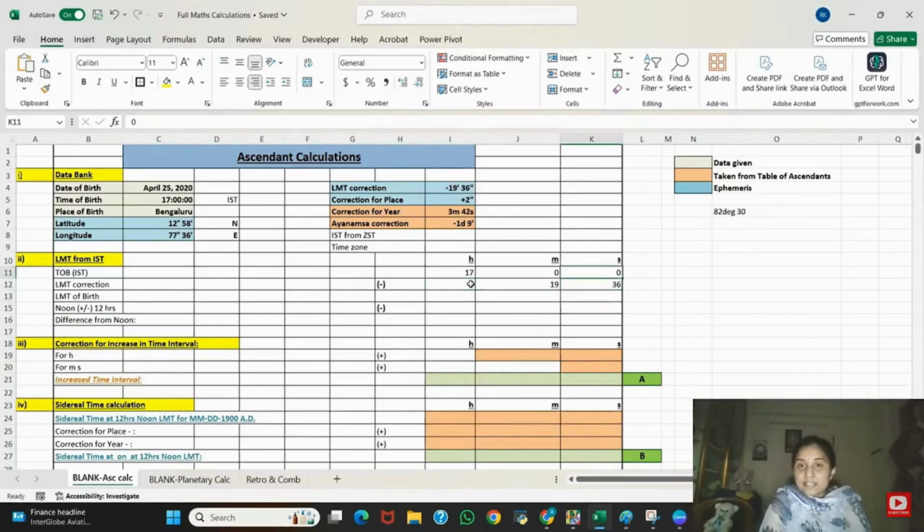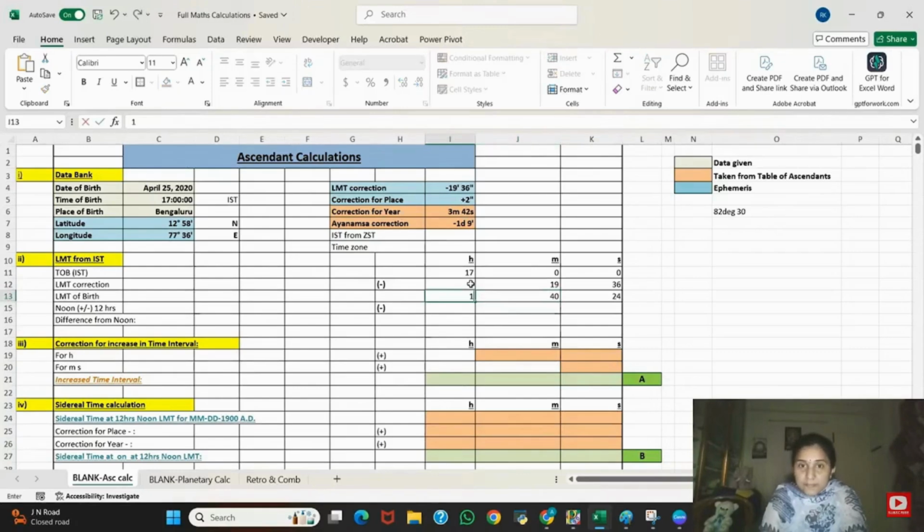When I deduct 19 minutes 36 seconds from 17 hours, 60 minus 36 is 24. Then 60 minus 19 is 41, but already we have loaned 1 here, so it will be 40. Then comes 17, sorry, it will be 16. So it will be 16 hours 40 minutes 24 seconds. So 16 hours 40 minutes 24 seconds is the LMT of birth.